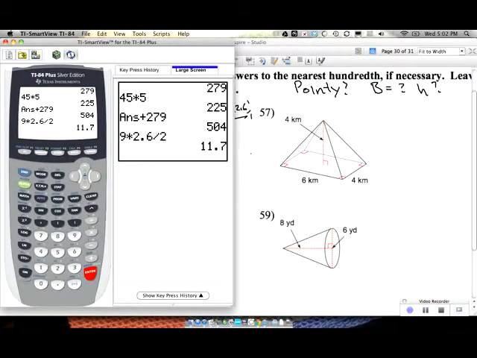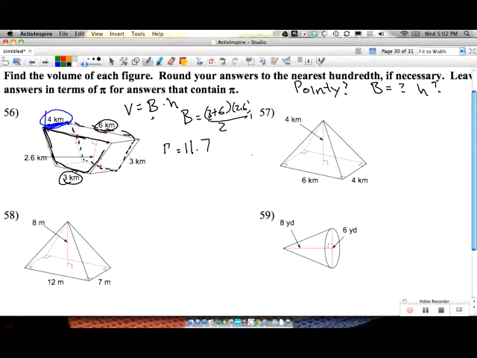So then the volume is 11.7 times the height. And the height in this case was that blue piece because it's stretching. All 4 of these legs are stretching the 2 bases together. So it's going to be 11.7 times 4, which is 46.8. There we go.